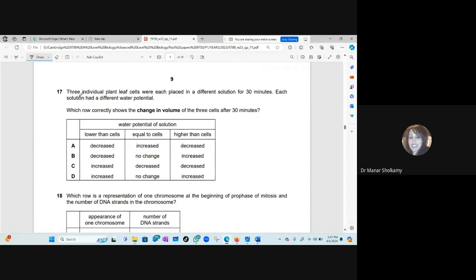We're nearly halfway. Three individual plant leaf cells were each placed in a different solution for 30 minutes. Each solution had a different water potential. Which row correctly shows the change in volume of the three cells after 30 minutes? This is easy. In order to understand, make a small drawing. This is the plant leaf cell, and it is put in a solution that is lower than the cell's. The water potential here is lower, so inside the cell the water potential is high.